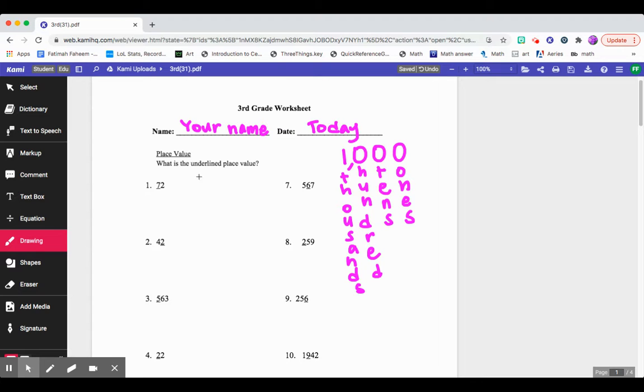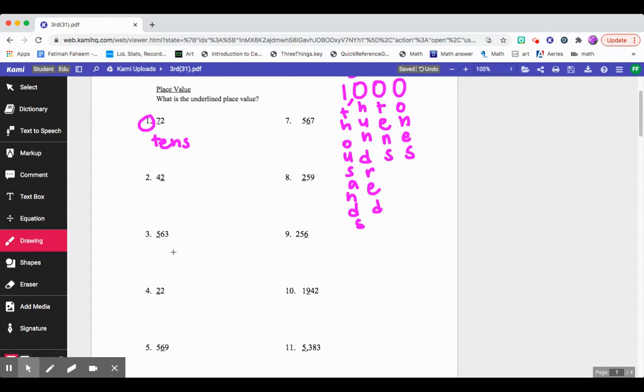So let's do number one. You can see this is in the second place, so the second place is tens. So this is the tens place. And let's try a different one. Let's try number three. There are three numbers, right? And this underline is on the first number of the three numbers. So this is gonna be hundreds.